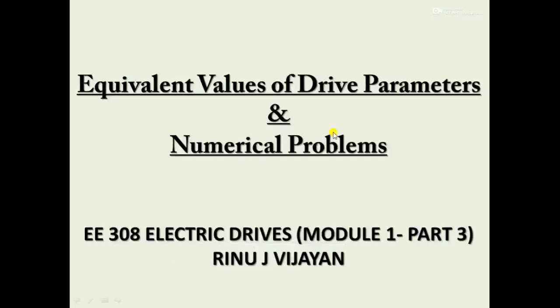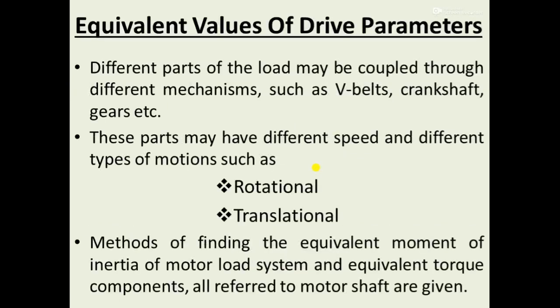Good morning all. In today's session we are going to handle the topic on equivalent values of drive parameters and their numerical problems. In actual practice, different parts of the loads are connected through different mechanisms. In some cases they will be connected through V-belts, and in other cases through gear trains and crankshafts, etc. Different parts of the loads will have different speeds, and in some cases different types of motion, such as rotational as well as translational.